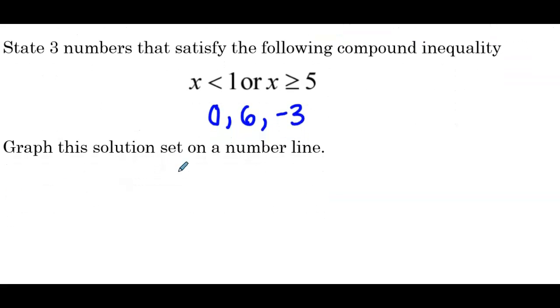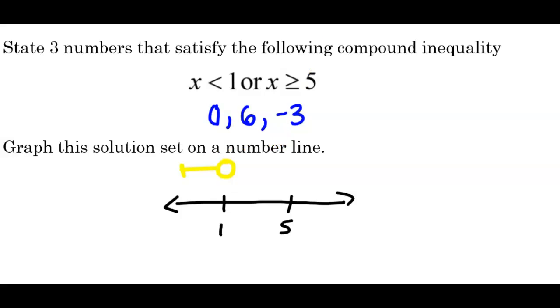Graph this solution set on a number line. So we have 1 and we have 5. I'll do the same thing with the highlighters. So I'll start with yellow. x is less than 1, so open circle. Shade to the left.